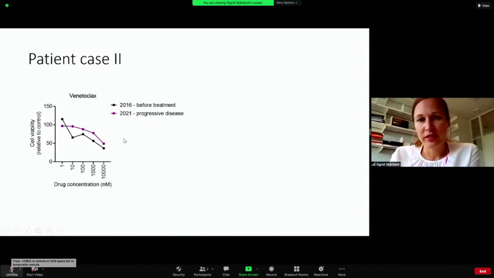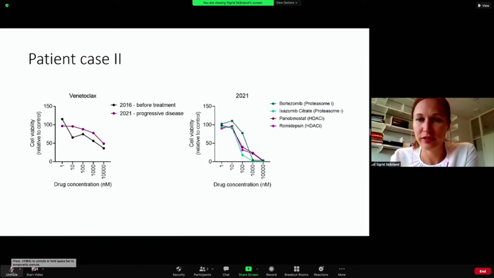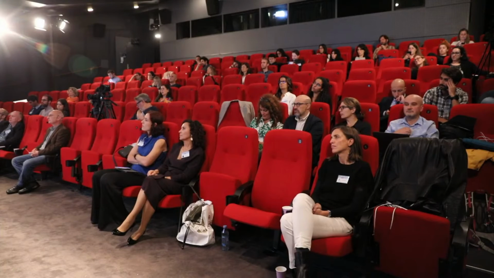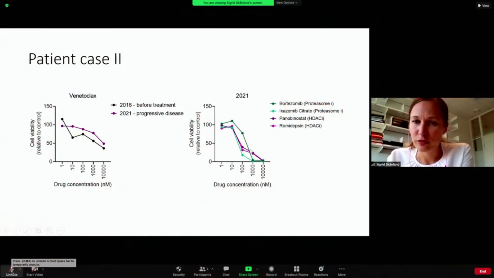And in general, we saw that there was very low sensitivity to any drug in his cancer cells, with the exception of these therapies shown here. So again, you see cell viability on this axis and then increasing drug concentration here. So we found 4 therapies that the cells responded to. They were 2 proteasome inhibitors and 2 HDAC inhibitors. And based on these findings, the physician decided to start him on the proteasome inhibitor ixazomib. And the patient is actually responding and slowly doing better. So this is very encouraging.